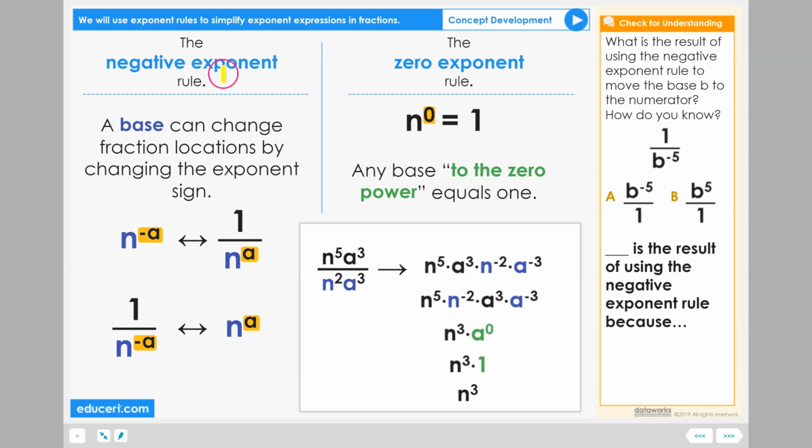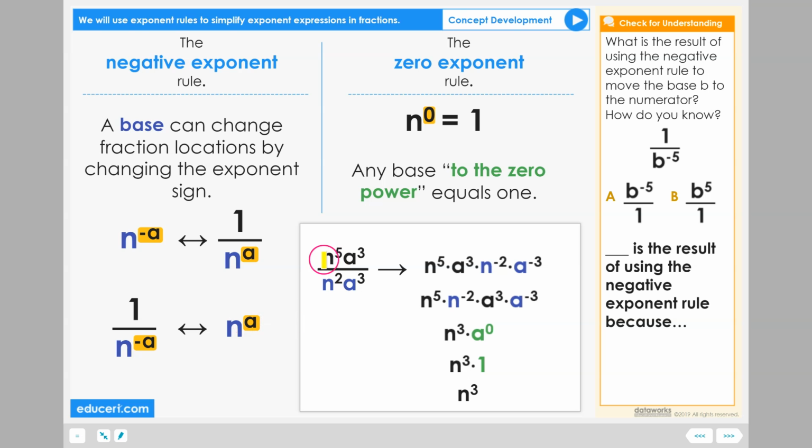The negative exponent rule. A base can change fraction locations from the numerator to the denominator or the denominator to the numerator by changing the exponent sign. If your exponent is negative in the numerator, then you can move it down to the denominator and have it be positive. If you have a negative exponent in the denominator, then you can move the base and the power to the numerator and change the sign.